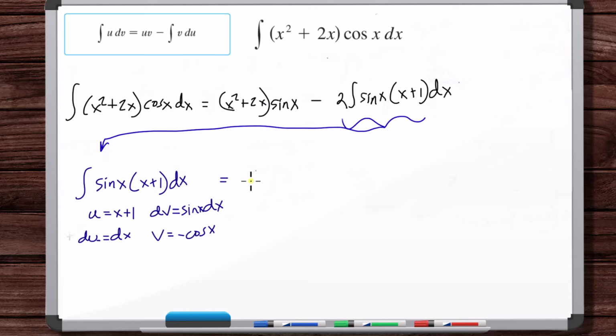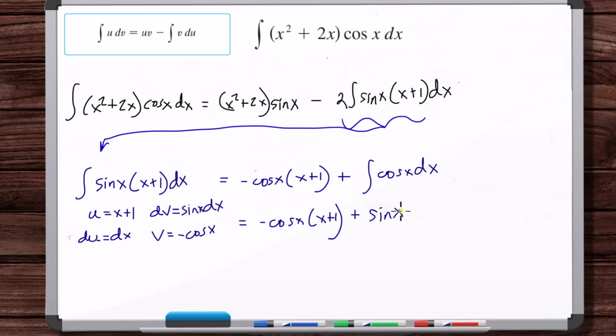uv is minus cosine x, x plus 1, minus the integral of v du. The integral of minus cosine x dx. So I'll put a plus here. Okay, so now we can solve this. So minus cosine x, x plus 1, and this is going to be plus sine x. And again, we don't need to bring in c constants yet.